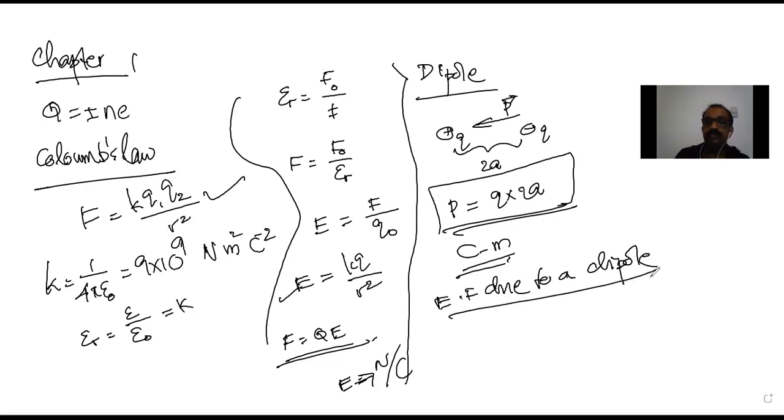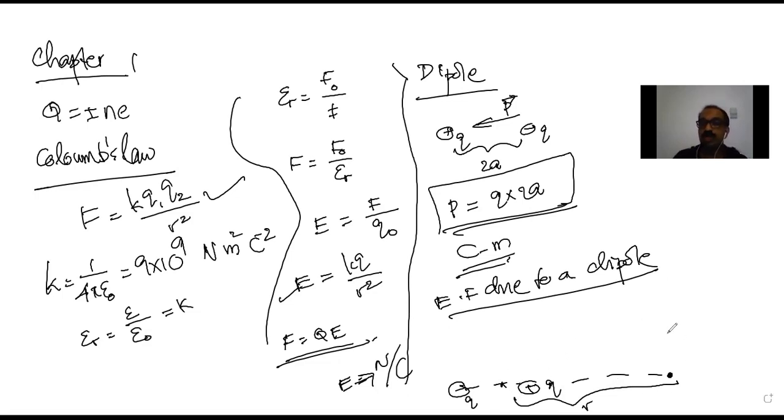Okay, there are two cases to think about. One, the electric dipole, if it is kept like this, the value of electric field on the axial line over here. At this point, what's the value of electric field, which is maybe at a distance of r from the center of the dipole. The dipole is of length 2a.